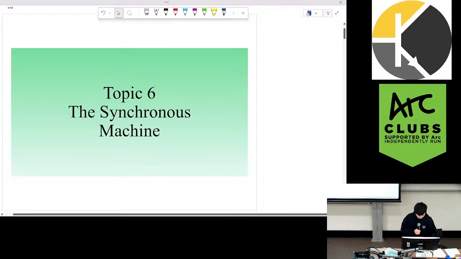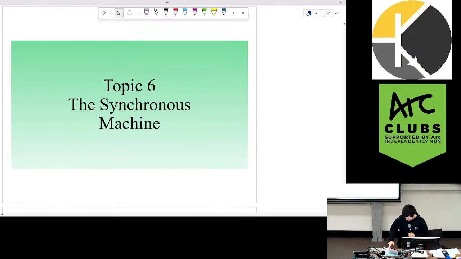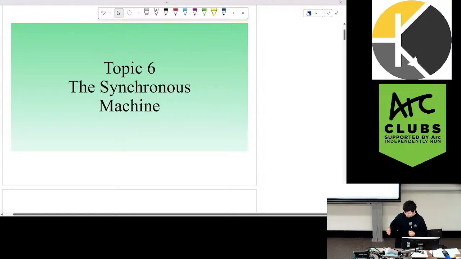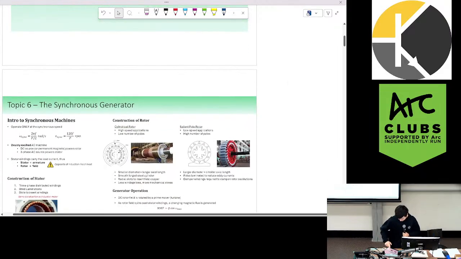So, topic 6, synchronous motors. It might be the section with the fewest slides in the lecture notes, only at 97, but oh my gosh, I love this course. All right, so synchronous machines.